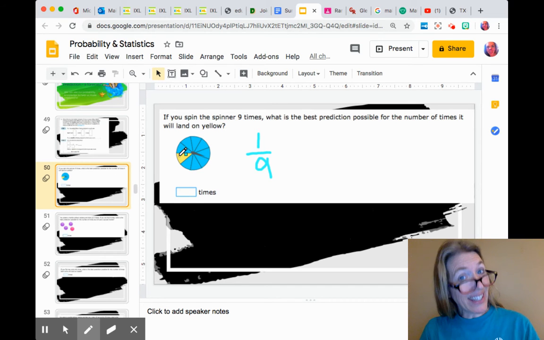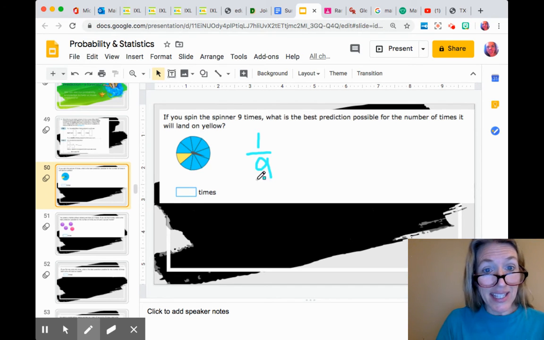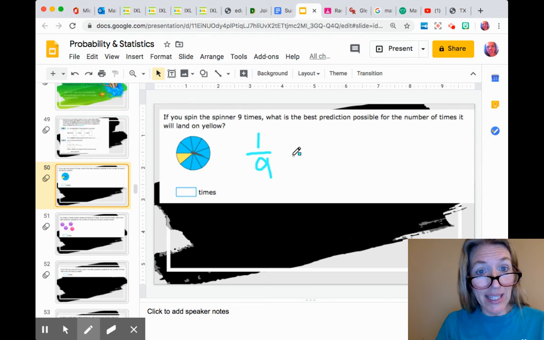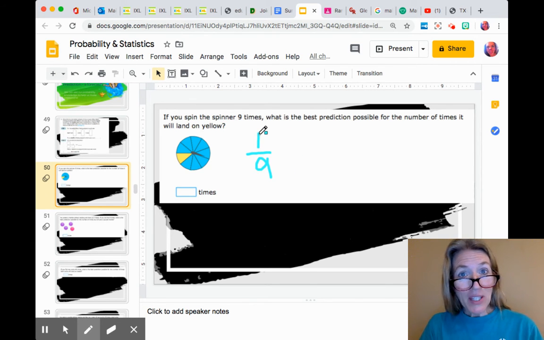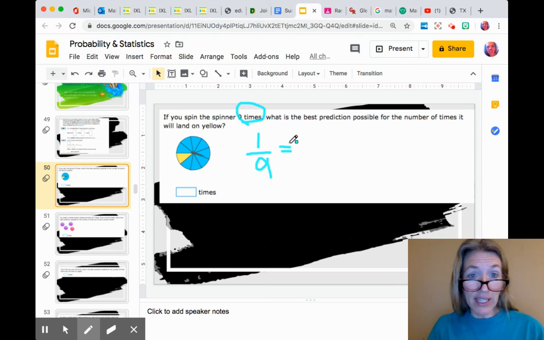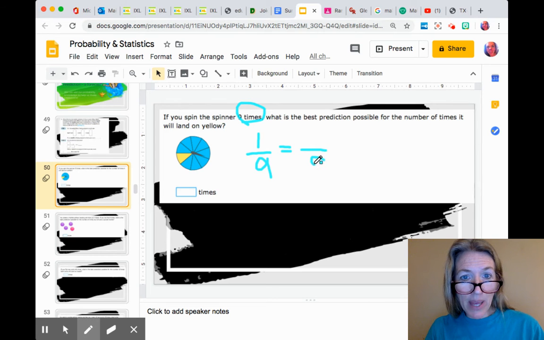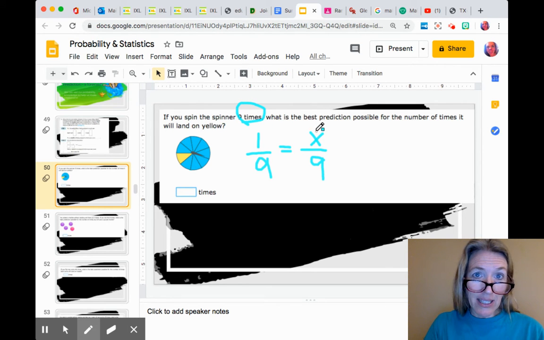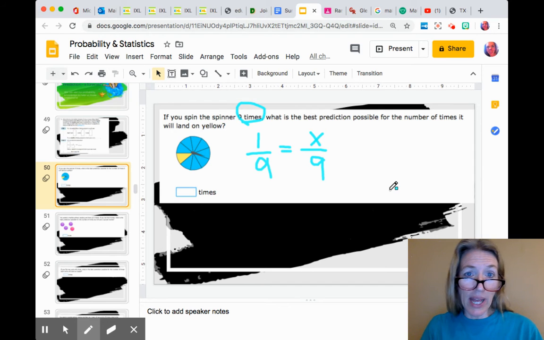Now, this technically does answer our question. This says out of 9 possible spins, how many times is it going to land on yellow? So this answer is only 1. Now, if I wanted to set up a proportion, I could do that. Remember that in all of your examples, you're going to write the probability for one thing, and then you can always set up a ratio, set it equal to a ratio of how many total times out of X. Then you can cross multiply and divide. So in this case, X is going to equal 1.